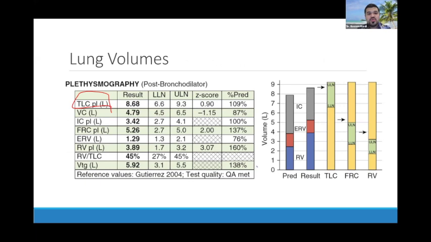And then there is a lower limit of normal, but it's not part of the GLI. There's a lot of debate about using the LLN, but more people will use the percent predicted in TLCs. So the normal is 80 to 120%. Below 80 we'll say, oh, there's restriction. Above 120 we'll say, oh, there's hyperinflation. The lung volume is just increased, hyperinflation because of emphysema or something else. That's usually the most important thing about lung volumes.